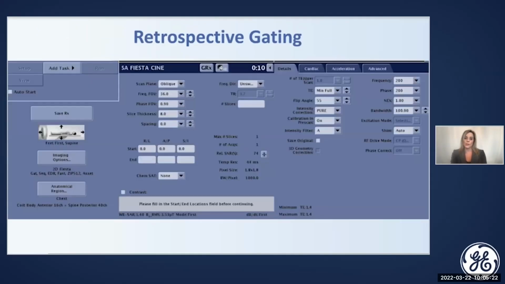So these are a couple of things that I wanted to point out regarding retrospective gating. A few very important things about cardiac imaging. We want to make sure that our TR is as short as possible. This helps decrease any banding artifacts, and also that our temporal resolution is very rapid. We want to have our temporal resolution less than 45 milliseconds.